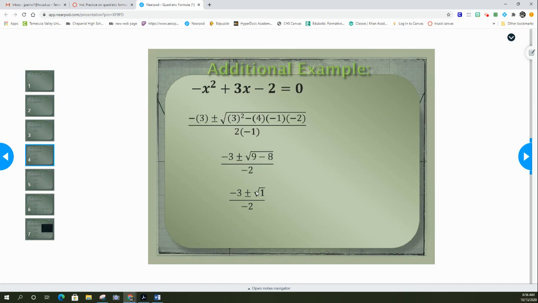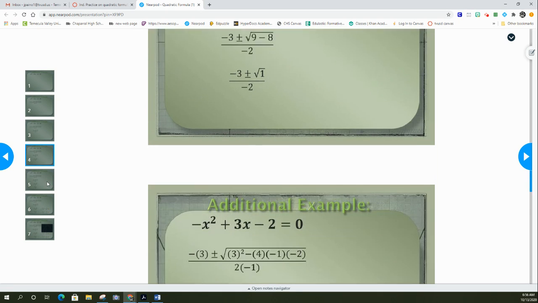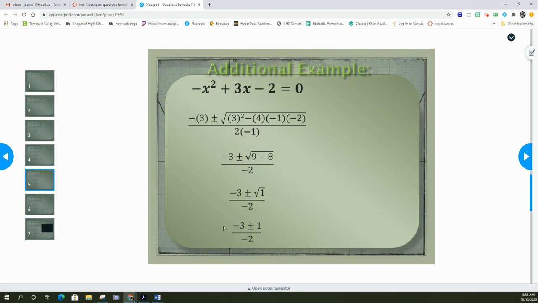So now we're at negative 3 plus or minus the square root of 1 over negative 2. Now can we simplify the square root of 1? We can. That's just 1. And now, because this no longer has a radical on it, this is a rational number. We can go ahead and add up the top. Negative 3 plus 1 divided by negative 2, and also negative 3 minus 1 divided by negative 2. So you can see here, that's what they did. They rewrote it as 2 different problems, one being plus, one being minus, and then they solved it.